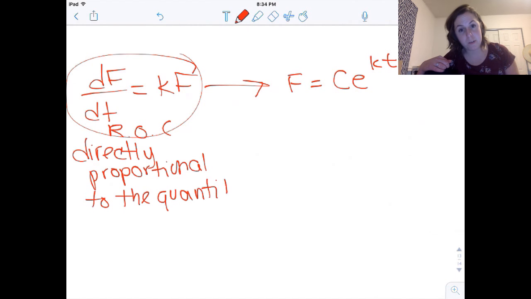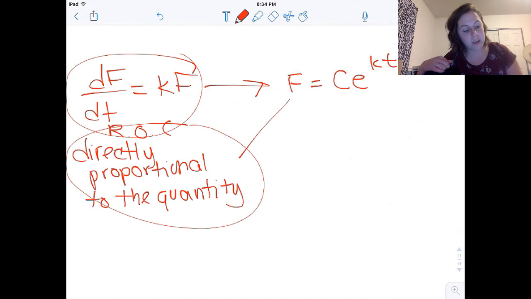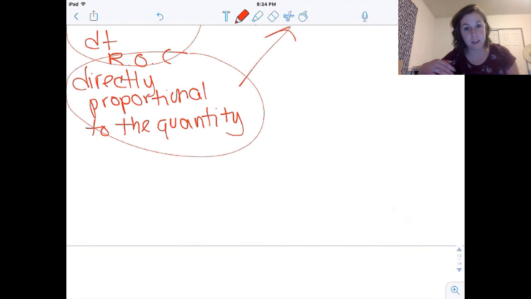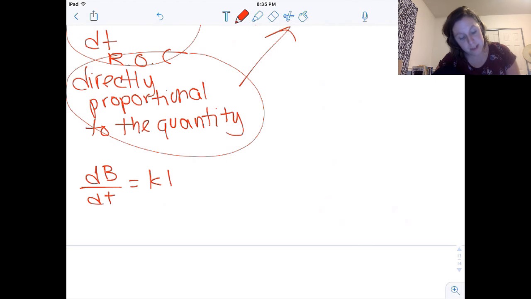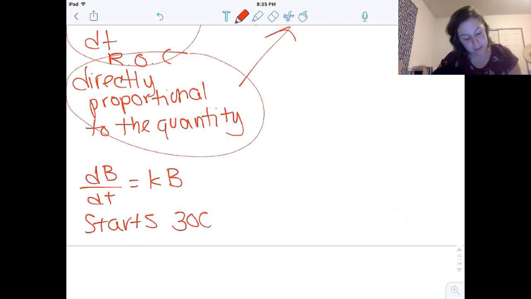Okay? So let's say I gave you something like this. The rate of change of bacteria is bacteria growth, right? Population growth. dB/dt is k times B. So it's directly proportional to the number of bacteria. And I know that it starts with 300 bacteria. Okay? And after 2 hours, it doubles.